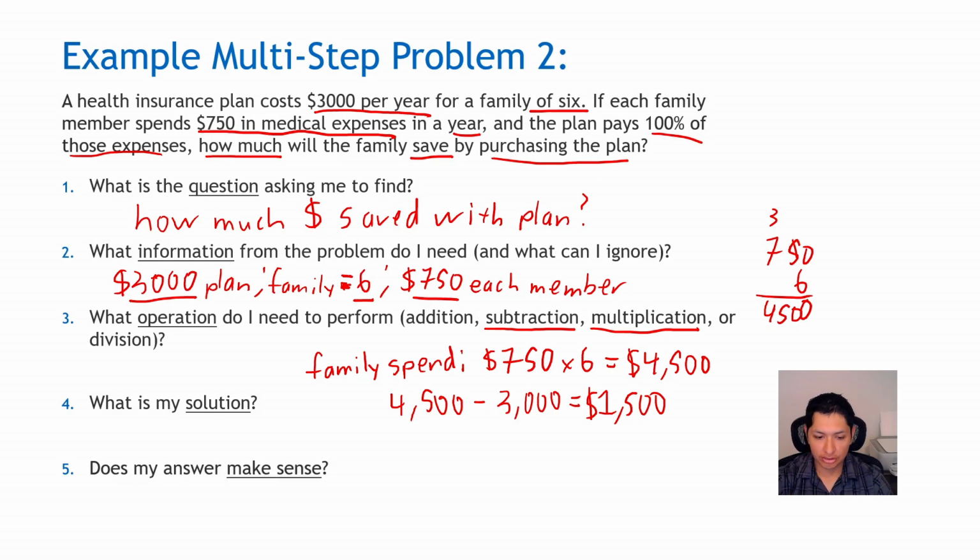So the family says, that's actually a great plan, because we spend more than $3,000 in a year, and you're going to cover all of it. So here's $3,000. And the difference between what they would normally spend without the insurance plan to what they spend with it is $1,500. And that makes sense. They save money, and quite a good amount too. So it makes sense. So I hope that these example problems helped explain the 5-step problem solving process.